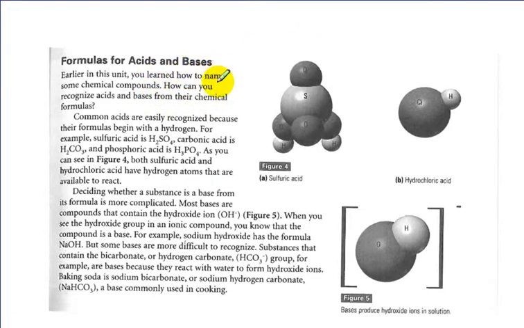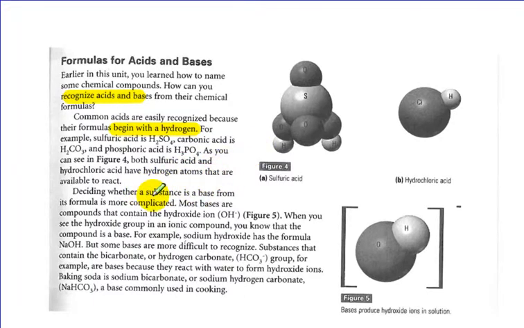So earlier in this unit you learned how to name some chemical compounds. How can you recognize acids and bases just from their chemical formulas? If we look at common acids, they're easily recognized because their formulas begin with a hydrogen. For example, sulfuric acid, H2SO4, carbonic acid, H2CO3, phosphoric acid, H3PO4. They all begin with H, so they are acids.